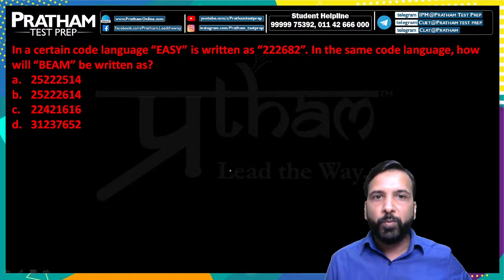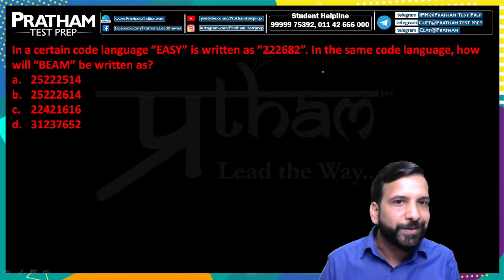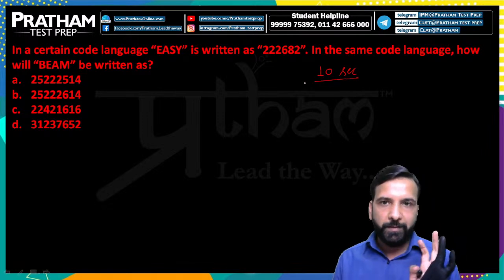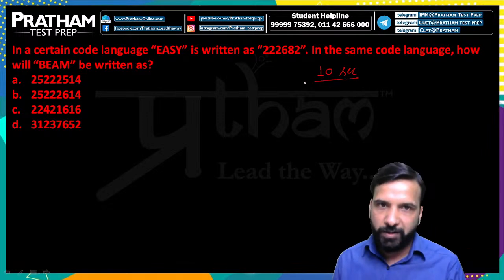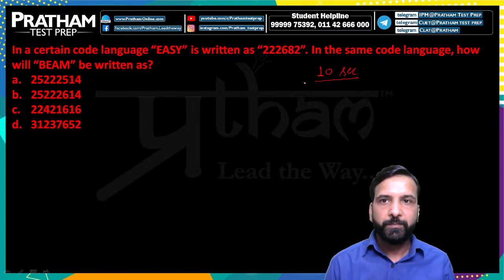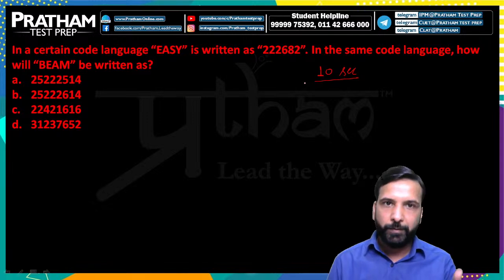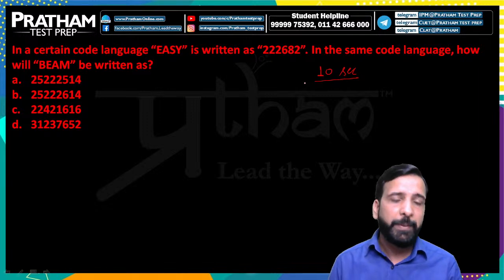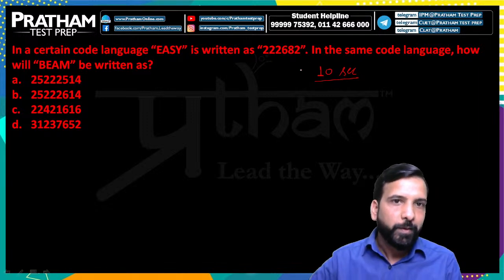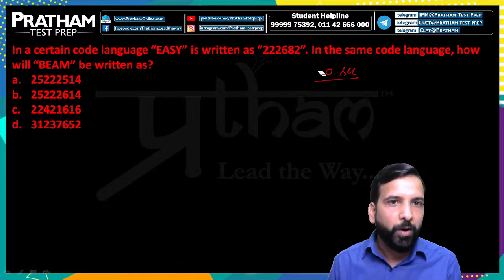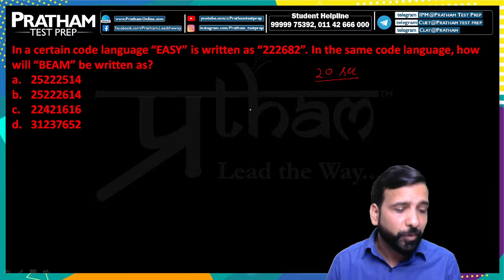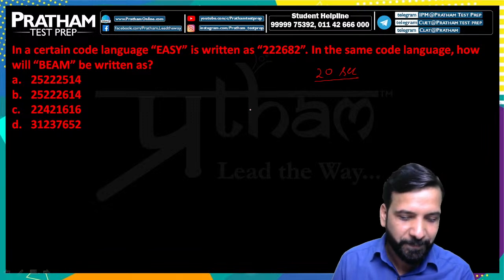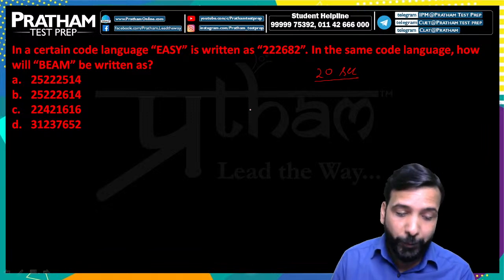Okay. So we have one more question. Very easy question. Now for this particular question, I'm giving you 10 seconds. If anyone wants to try, you have 10 seconds. Try and answer the question, then we'll match the answer, right? We have given one simple question. In a certain code language, easy is written as 222682. In that same code language, how will beam be written? This is what we have given. So I'm giving you 20 seconds. Let's try to answer which option is correct out of these 4 given options.